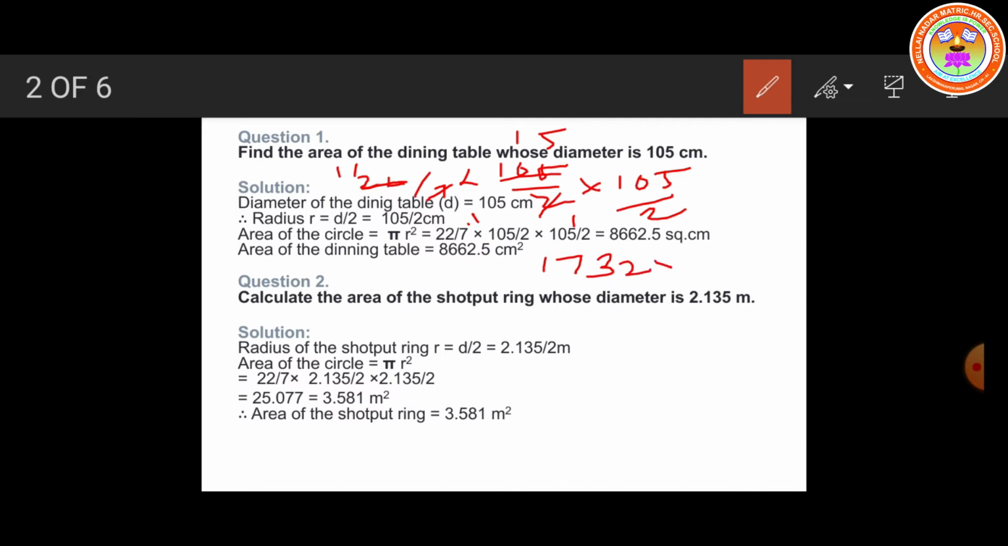17,325 divided by 2. Can you understand? It's 11 into 15 into 105. Multiply all these numerators: 11 into 15 into 105 is equal to 17,325 divided by 2.